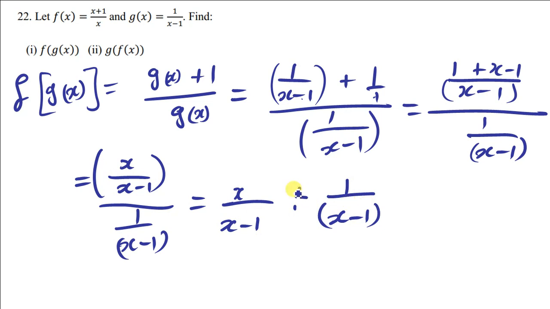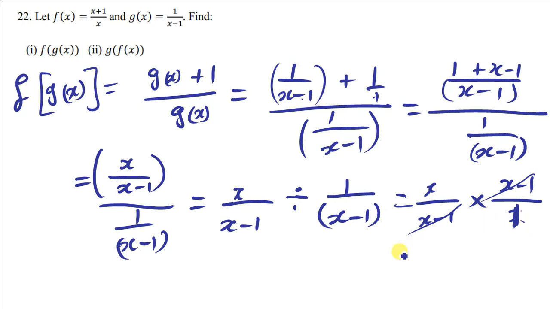What this means is that you can change the sign here and switch what we have here. The numerator becomes the denominator and the denominator becomes the numerator. So you have x over x minus 1 times x minus 1 over 1. When you multiply, they'll cancel. So what you remain with is x over 1, which is just equal to x.